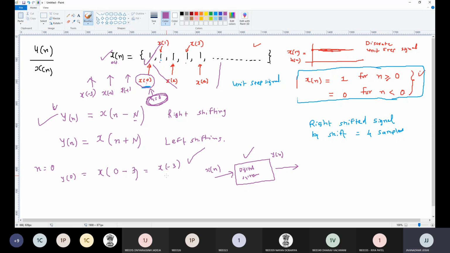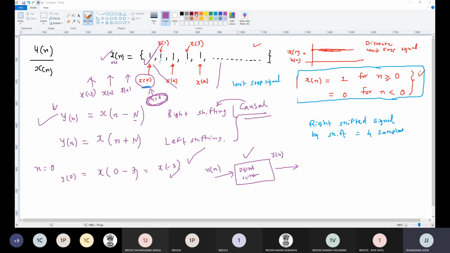And that's why if any out of these two systems, right shifting and left shifting, will demand a future sample, then I am going to declare that system as a non-causal system. Right now it is demanding a past sample, that's why this is a causal system. So right shifting is a causal one.